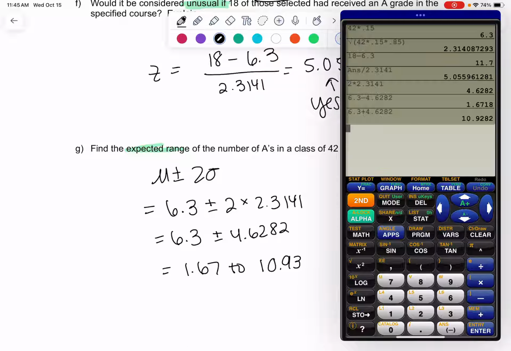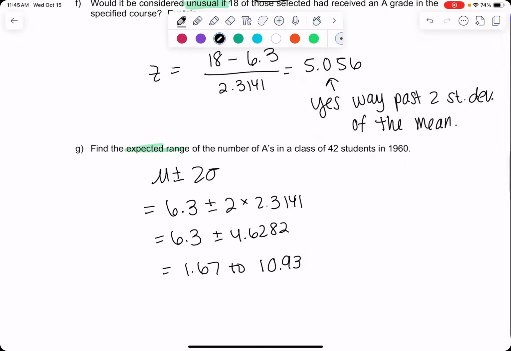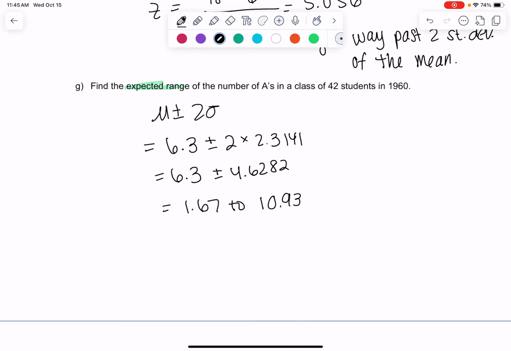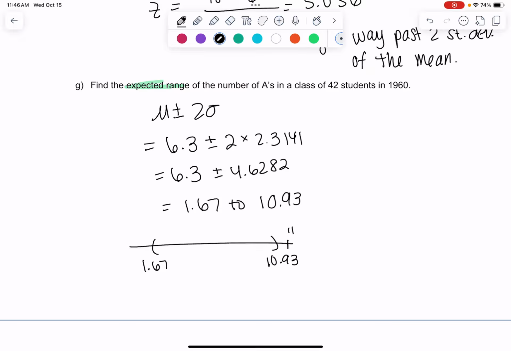We do round this number. For mean and standard deviation, we don't round because that's something happening long term. It's kind of an average. It's not any individual class, but expected range is describing a class. So since A's is discrete, we have to round. And remember, we have to round within. So we're not going to use standard rounding rules. It's tempting to go to 11, but it's slightly outside. It has to be inside the range of numbers.